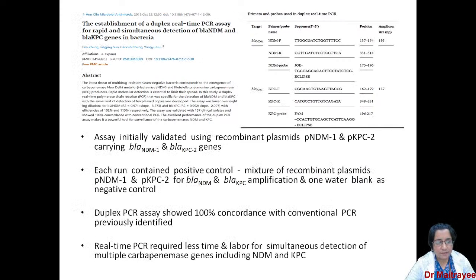The assay was initially validated using recombinant plasmids pNDM1 and pKPC2 carrying the NDM1 and KPC genes. Each run contained a positive control, which was a mixture of those recombinant plasmids, as well as one water blank as negative control. The duplex PCR assay showed 100% concordance with the conventional PCR previously performed. So this shows us that real-time PCR required less time and labor for simultaneous detection of multiple carbapenemase genes, including NDM and KPC.